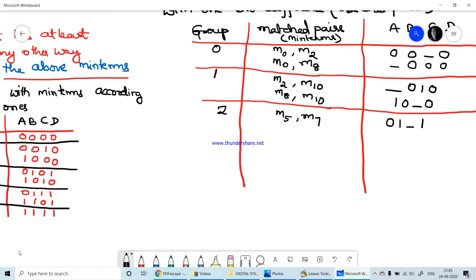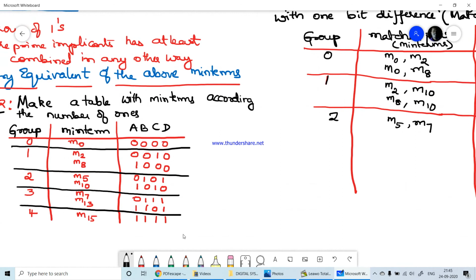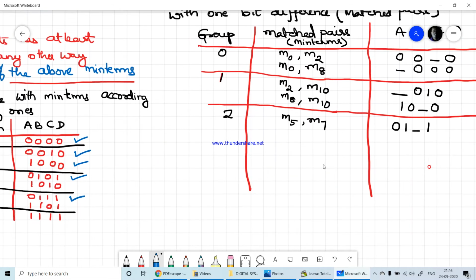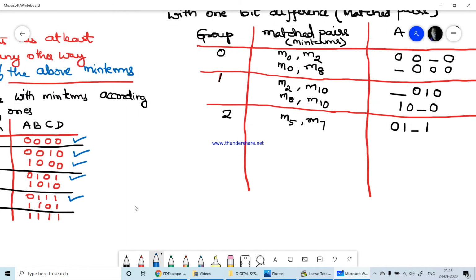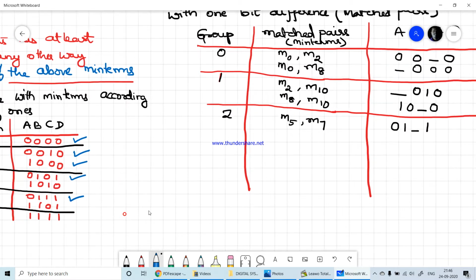Now, one more thing I wanted to tell you. Whenever you match any minterms here, you put a tick mark for every matched pair. So M0 was used to match, M2 also used to match, M8 was also used to match. Similarly, M5 and M7 has now been matched, with bit sequence 0, 1, underscore, 1.